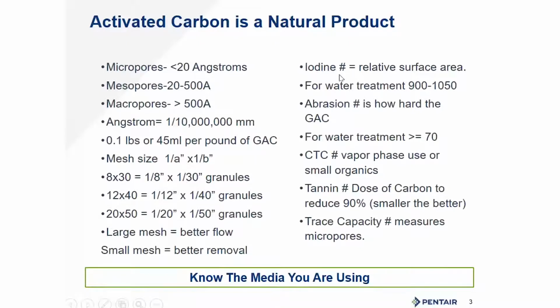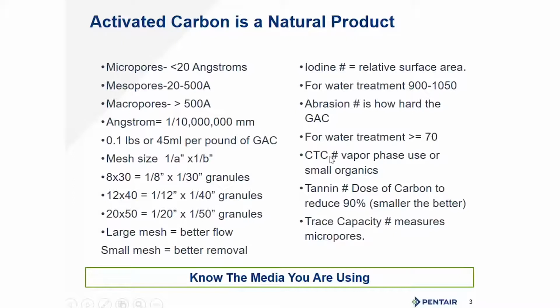Iodine number is a relative surface area. For water treatment, we want an activated carbon between 900 and 1050 on the iodine number. Now, an abrasion number is how hard that GAC is. This is important for designing backwashable filters because we're going to be tumbling that activated carbon around, smashing off each other. We don't want an activated carbon that's going to crumble and then get backwashed out, because we're losing our media. For water treatment, we want that number greater than or equal to 70.